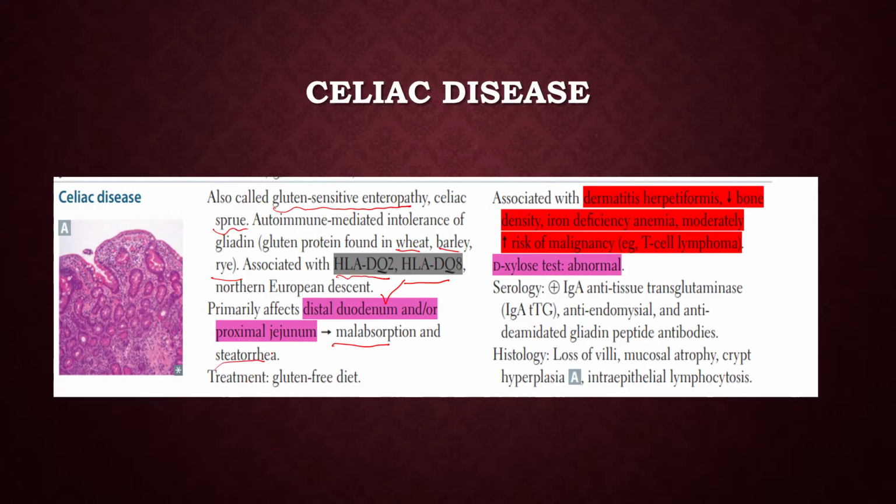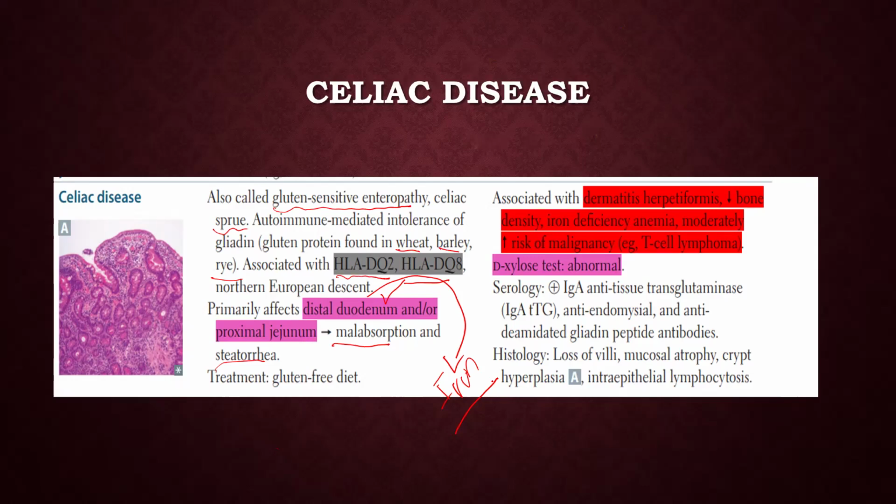As we already know, iron is absorbed in the duodenum, so the patient may present with iron deficiency anemia, right? And with the proximal jejunum, it may present with B9 deficiency, but most commonly iron deficiency anemia.